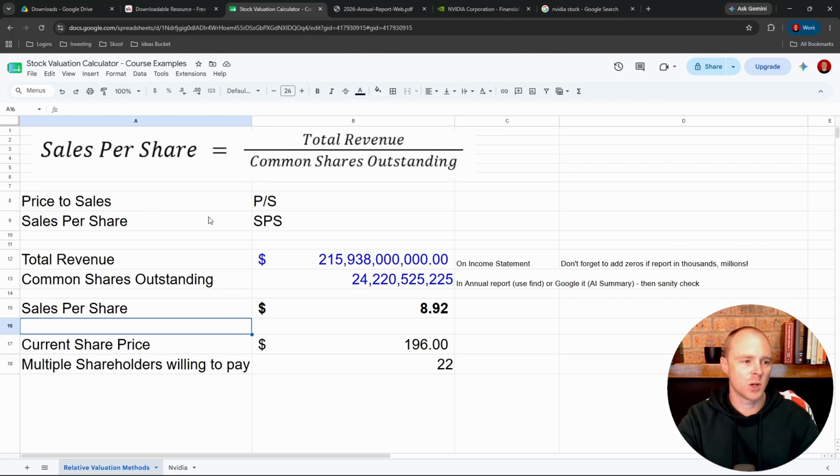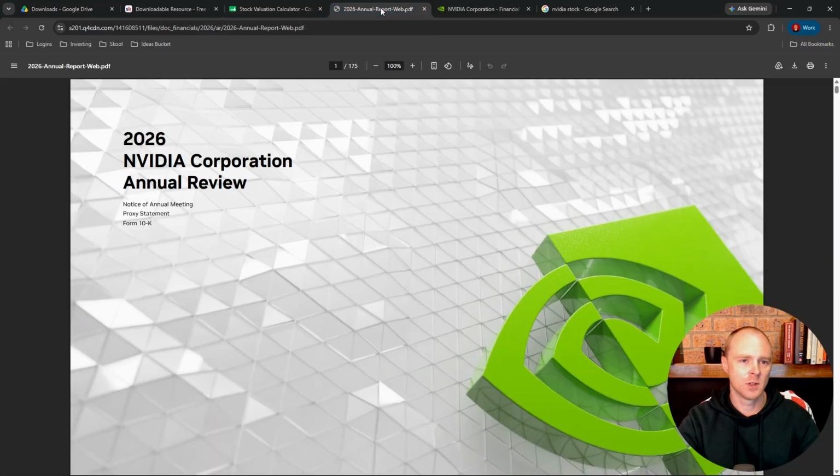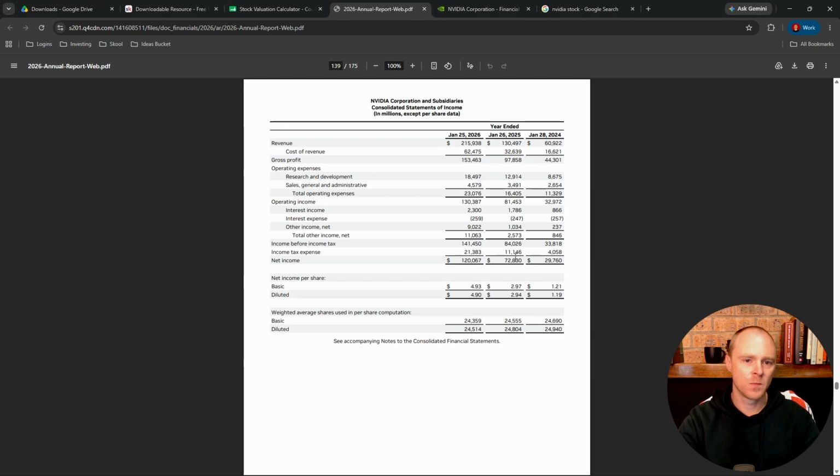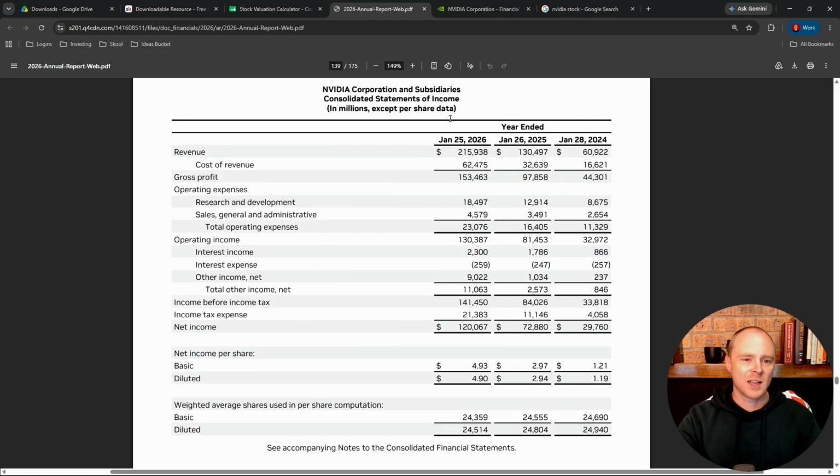So we've got sales per share, which is also known as the price to sales. So we want to grab the total revenue, divide it by common shares outstanding. Where do we get that figure? On the income statement. So we can jump into our latest annual report for Nvidia. We want to have a closer look at the income statement, and there's our revenue, which is also the sales number for the latest year, 2026.